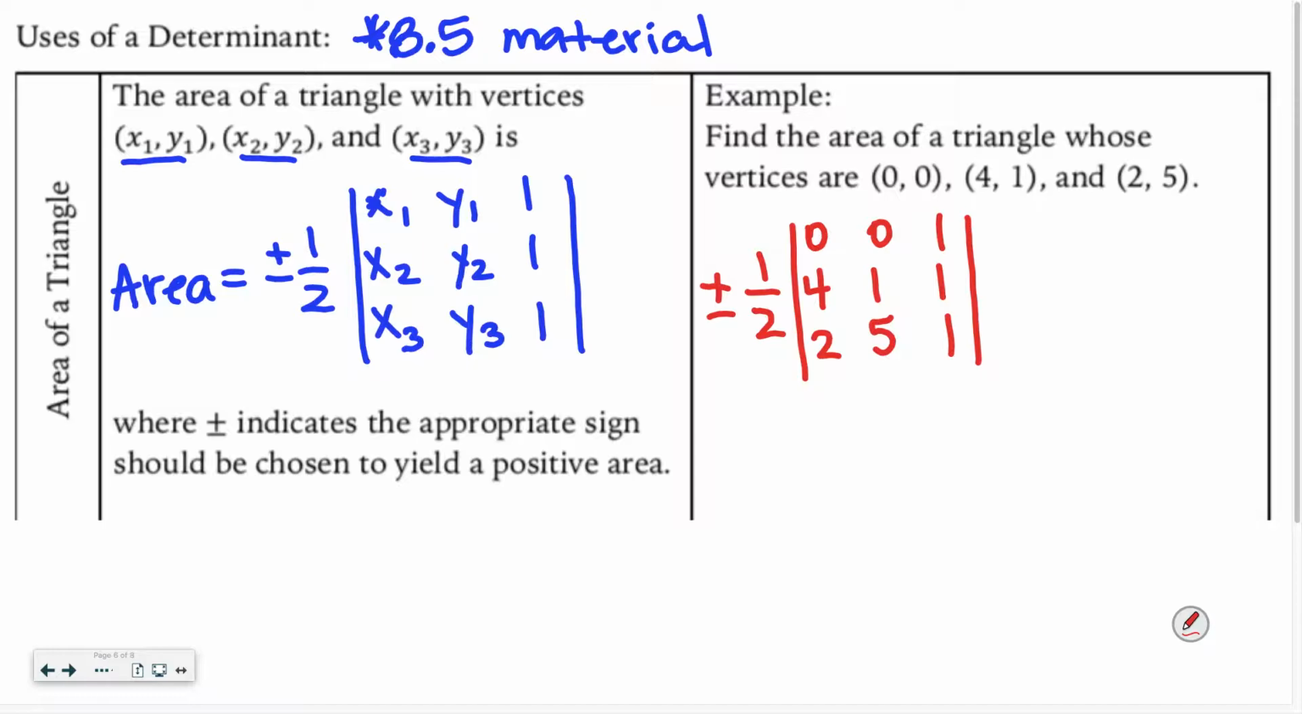Just find the determinant and we'll worry about the plus or minus 1/2 at the end. Okay? Bless you.